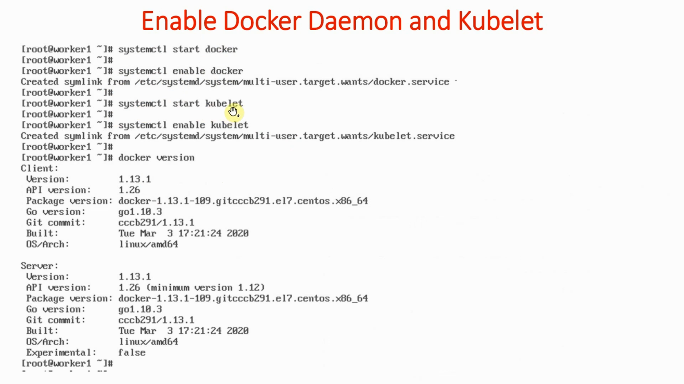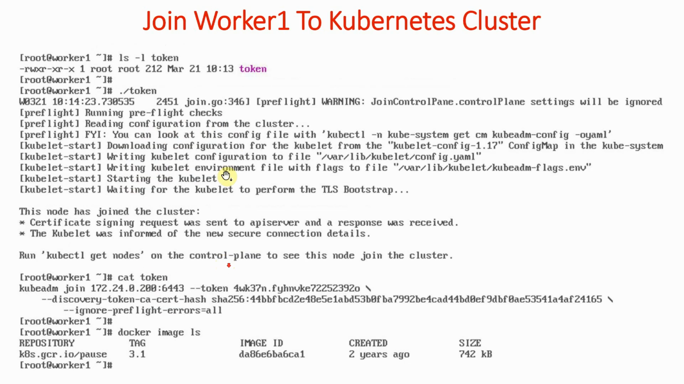Then we need to start the kubelet also, with the start command, but it will start the kubelet only temporarily. That means next time if we reboot, again we have to run this command. So for permanent enabling we always have to run the enable command, systemctl enable, and with the docker version command we can check what the version is. So this is the version. Then let us check the token also. ls -l token is there.